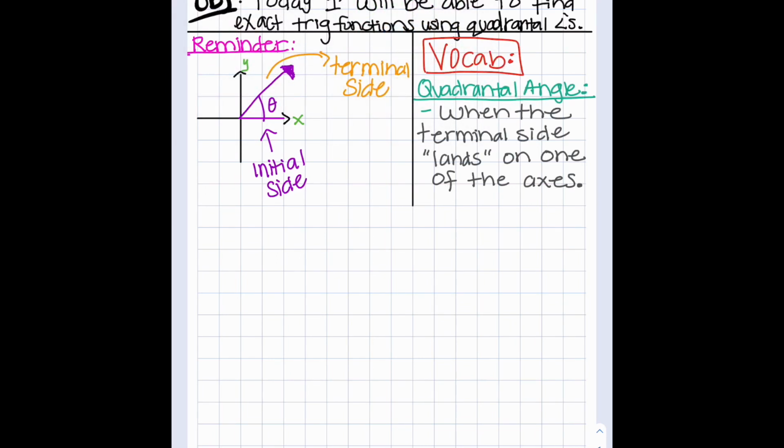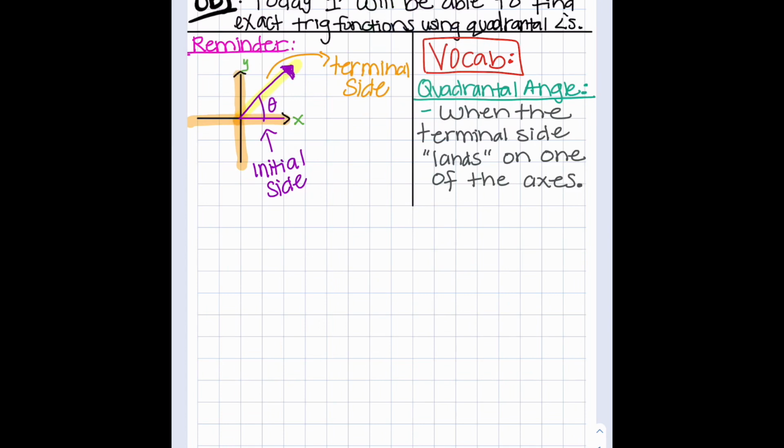Okay, so just some vocab now. Let's get into the definition of a quadrantal angle. So a quadrantal angle is basically when the terminal side, so this side here, lands on one of the axes, right? So our different axes are this side, or this side, or this side, or this side. It's either going to land on an X or a Y axis. And that's what a quadrantal angle is.